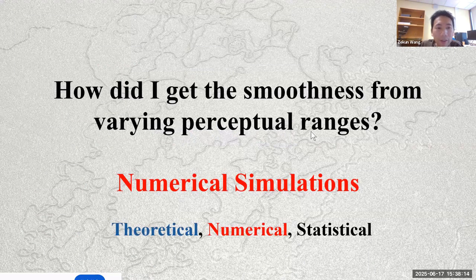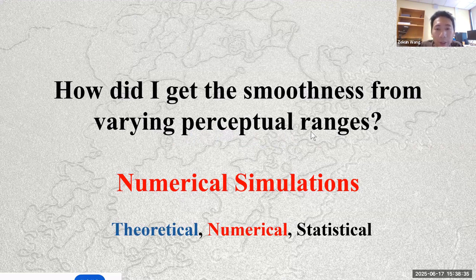So you might wonder, how did I get the smoothness? For example, the smooth index or the power used for unsmooth locomotion from the perceptual range, the variation of the perceptual range, because we can't measure perceptual range from either modern organisms or the fossil record, so I did numerical simulations.